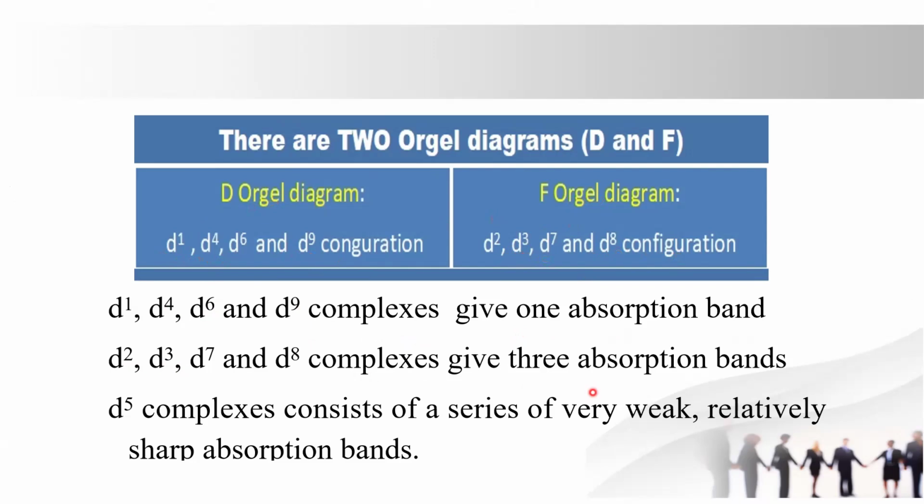D5 complex consists of a series of very weak, sharp absorption bands, which are highly intense. In the case of the D5 configuration, there are more absorption bands but they are short ones.